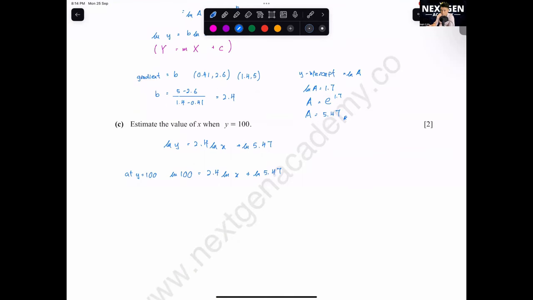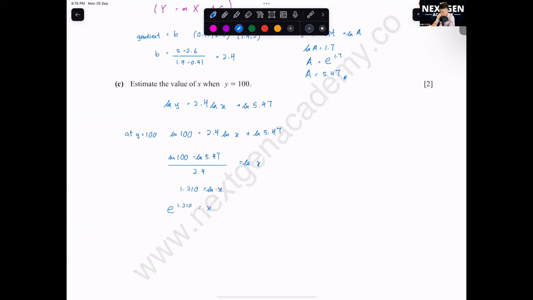Rearrange the whole thing: ln 100 minus ln 5.47 over 2.4 is equal to ln x. You should get 1.210 equals ln x. e to the 1.210 is equal to x. x you'll get 3.36. Once again, follow according to the value of your y-intercept based on your graph. If you use 1.6, I think your answer will be 3.42. They allow the answer range from 3.2 to 3.5, because it is all based on the graph that you have drawn.